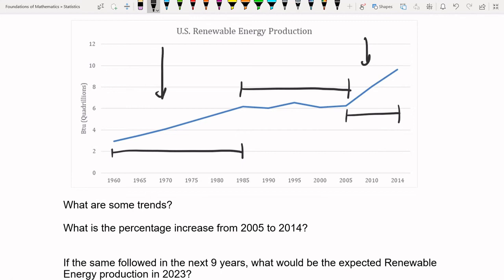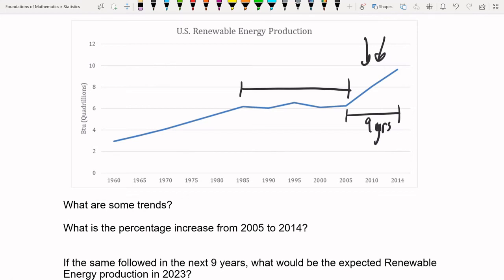So in a shorter period of time, right? This was about 25 years. This one was only 9 years. In a shorter period of time, which is pretty recent, there was a much bigger change in renewable energy. So you can tell that this last 9 years is going very much faster than the first 25 years. Those are some trends you can see in this data.